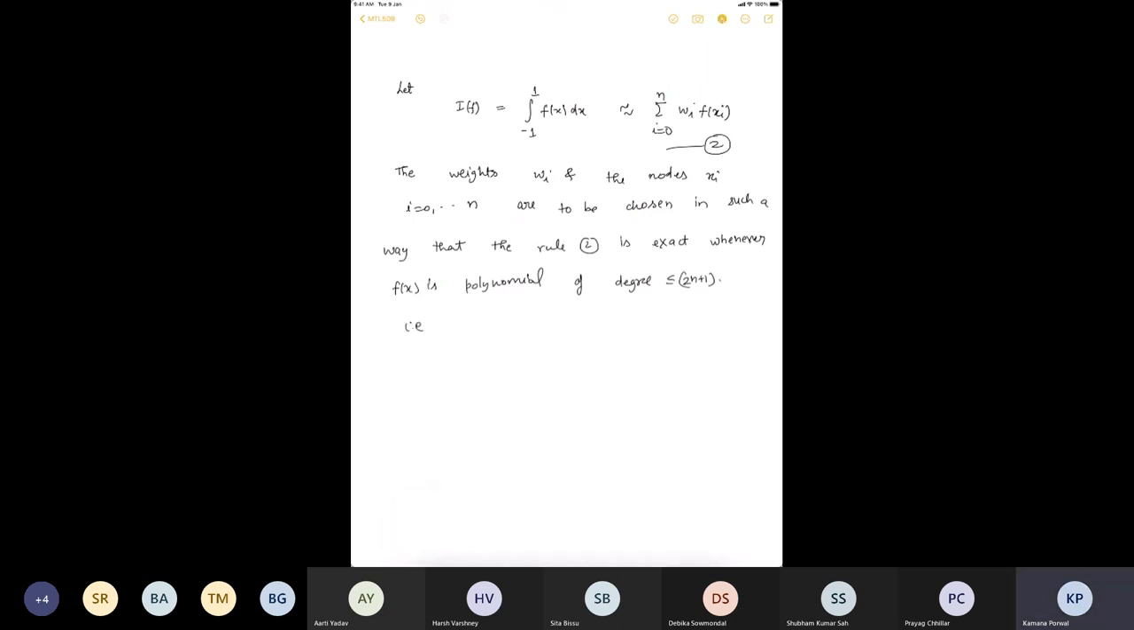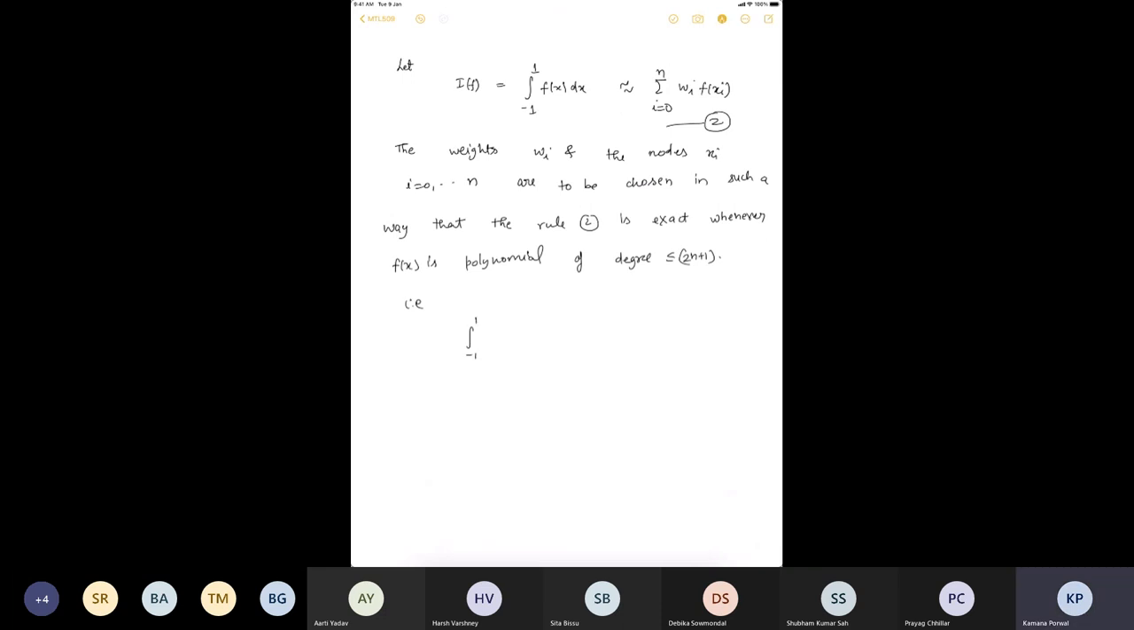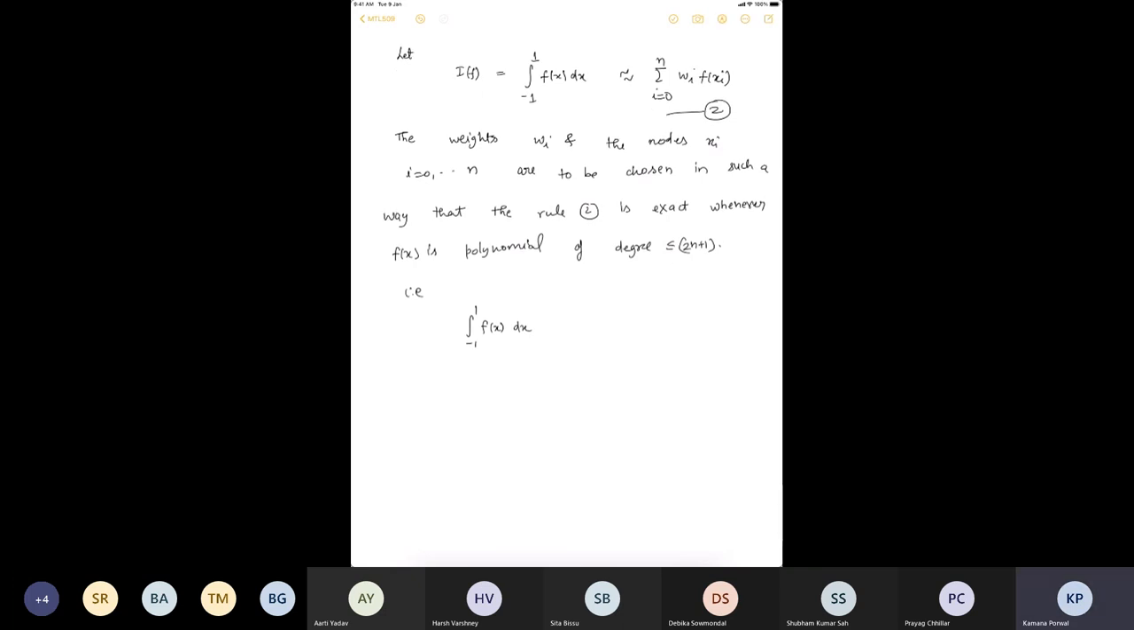Okay, that is, if you integrate f(x) over this interval, then this is going to be exactly the same as the value which will be coming by using this formula. So this holds for every polynomial f(x) of degree less than or equal to 2n plus 1. That is, whenever f(x) is any polynomial of degree less than or equal to 2n plus 1, this equality should hold. Okay, this is the meaning of the rule being exact for the polynomial of degree less than or equal to 2n plus 1.